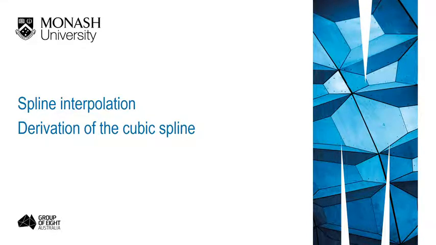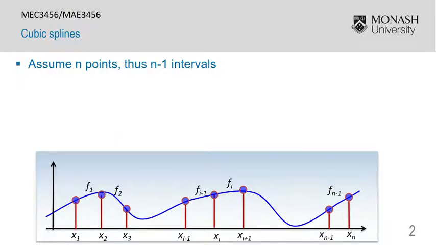In this video we're going to look at the derivation of the cubic spline. In other words, how do we create a cubic spline from a set of data points? We're going to assume that we have n data points, x values from x1 to xn and matching function values.